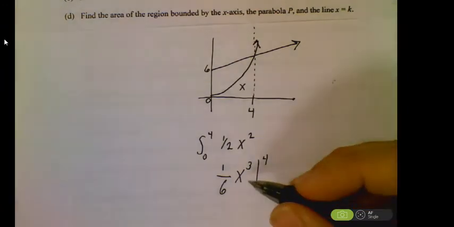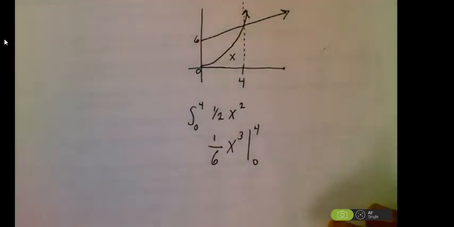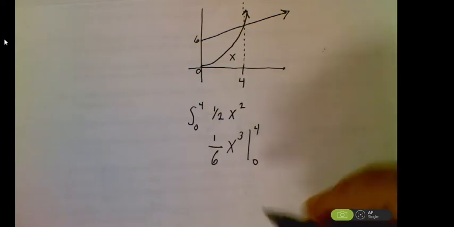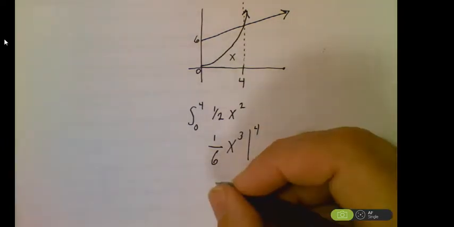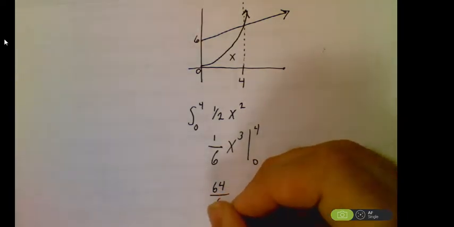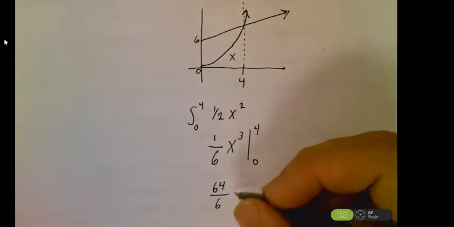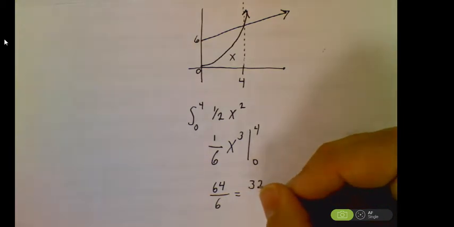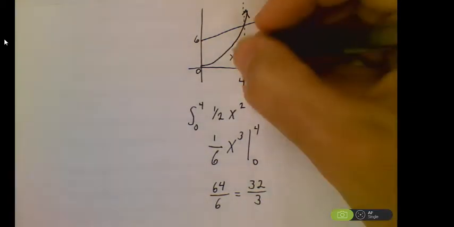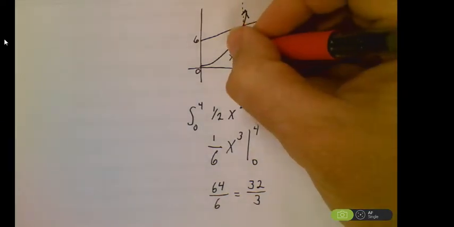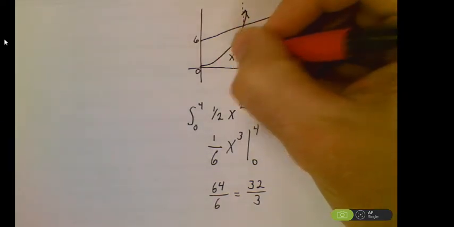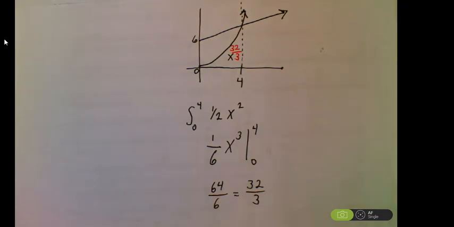So obviously the 0 is going to make it 0. So that's pretty simple. So if I just punch in the 4, 4 to the 3rd is 64 over 6, which we could reduce to just become 32 over 3. So that's this area right here. So where the x is sitting, we know that area is 32 over 3. So that's that area. So that was the answer to part D.